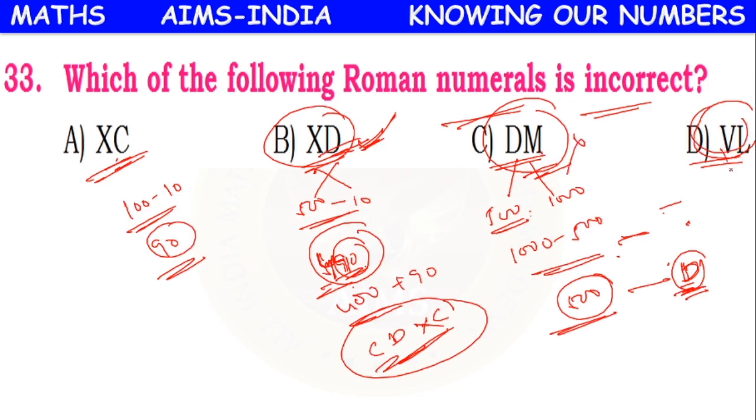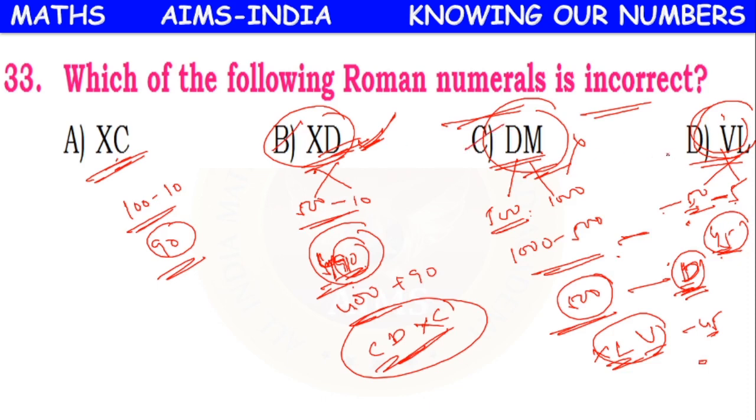VL also wrong. V stands for 5, L stands for 50. So subtraction, 50 minus 5, 45. But how to represent 45? For 45, we have XLV. XL stands for 40, V stands for 5. This is the symbol for 45. So this is wrong. So how many of them are incorrect? We have B, C, D. 3 incorrect options. So B, C, D is the answer for this question.